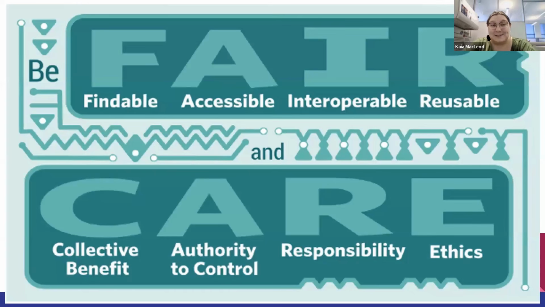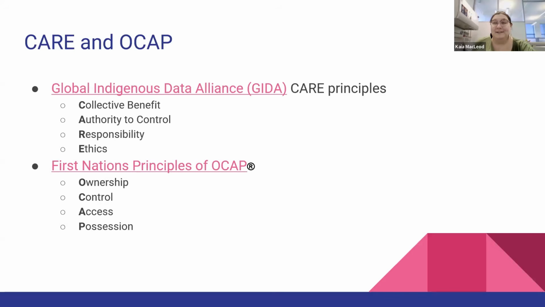When I was in library school, I can very well remember being taught about FAIR, where we want data to be findable, accessible, interoperable, and reusable. But we also want to take into consideration CARE, which, according to the Global Indigenous Data Alliance, we need to take into consideration collective benefit, authority to control, responsibility, and ethics. And I find this pairs really well with OCAP, the First Nations principles, which has to do with ownership of data, control, access, and possession.